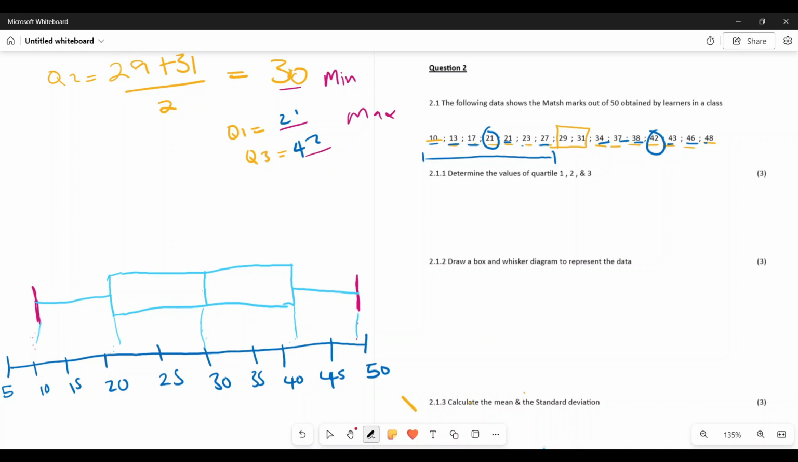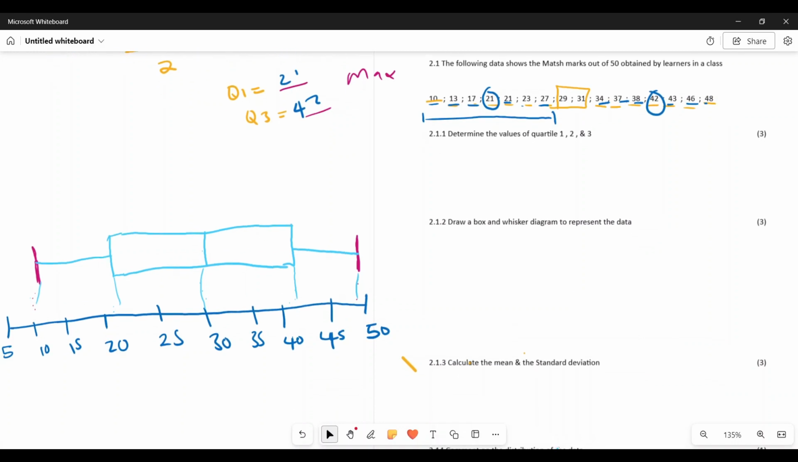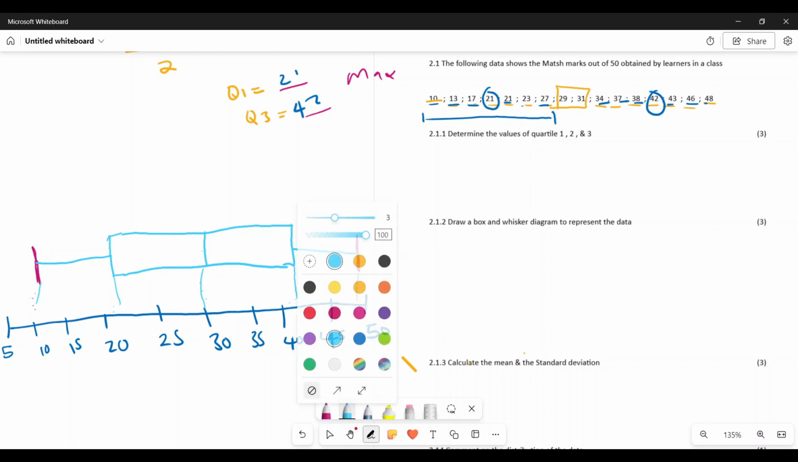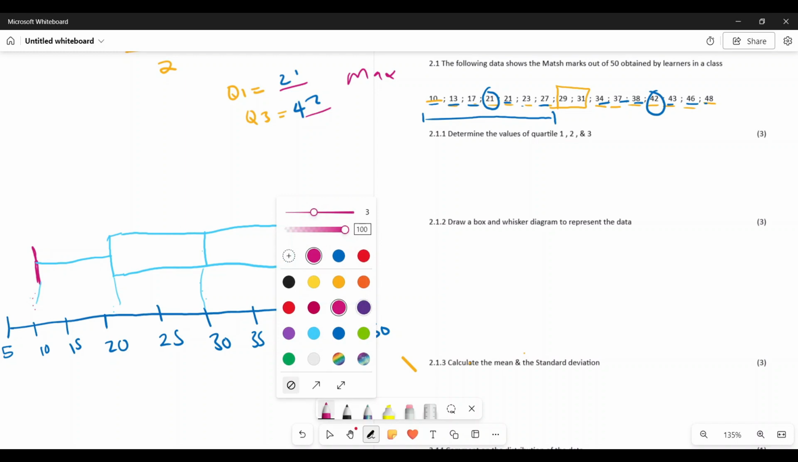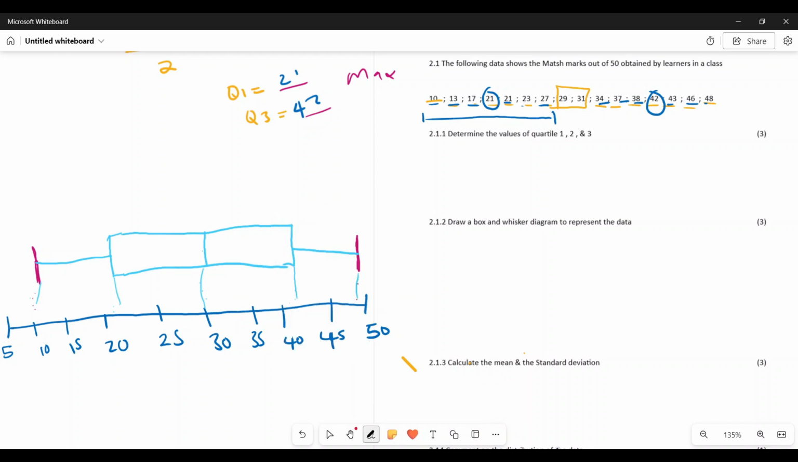Now, 2.1.3 wants us to calculate the mean and the standard deviation. Now, remember, what is your mean? Your mean is your average, right? And how do you go about calculating your mean? You'll just simply add all your values and divide by the number of values you have, right? So now, I know that my mean is my average.